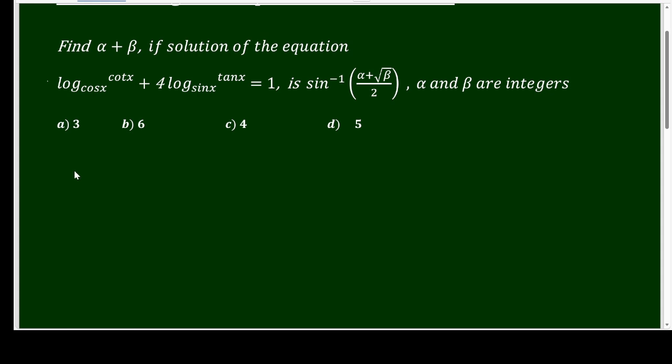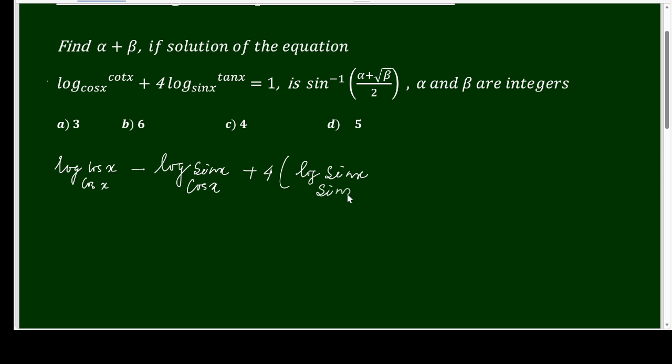So let us expand this, and we know that cot x is equal to cos x by sin x. So this equation can be written as log cos x base cos x, which ultimately will give us 1, and minus log sin x base cos x, and here it will be 4 log tan x, that is sin x by cos x, so log sin x base sin x minus log cos x base sin x equals to 1.